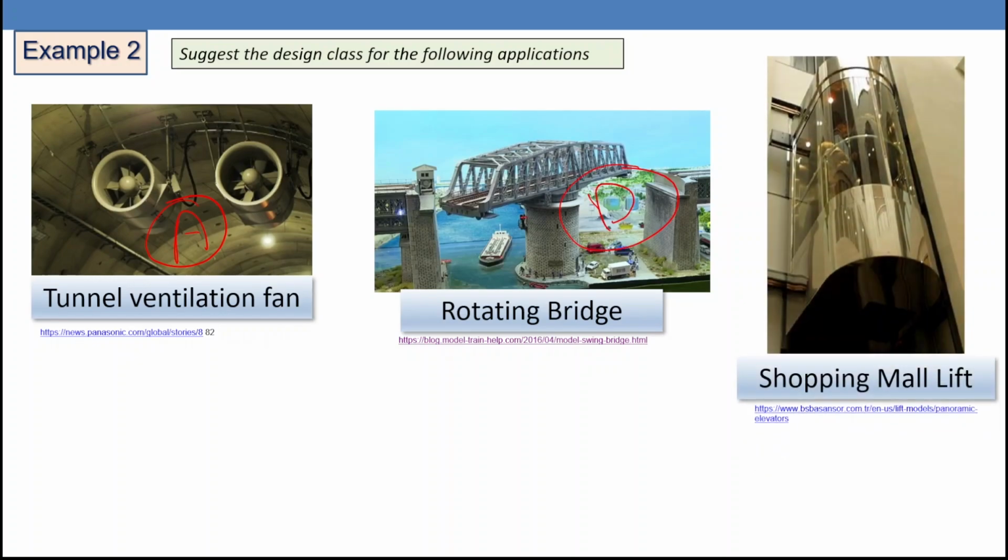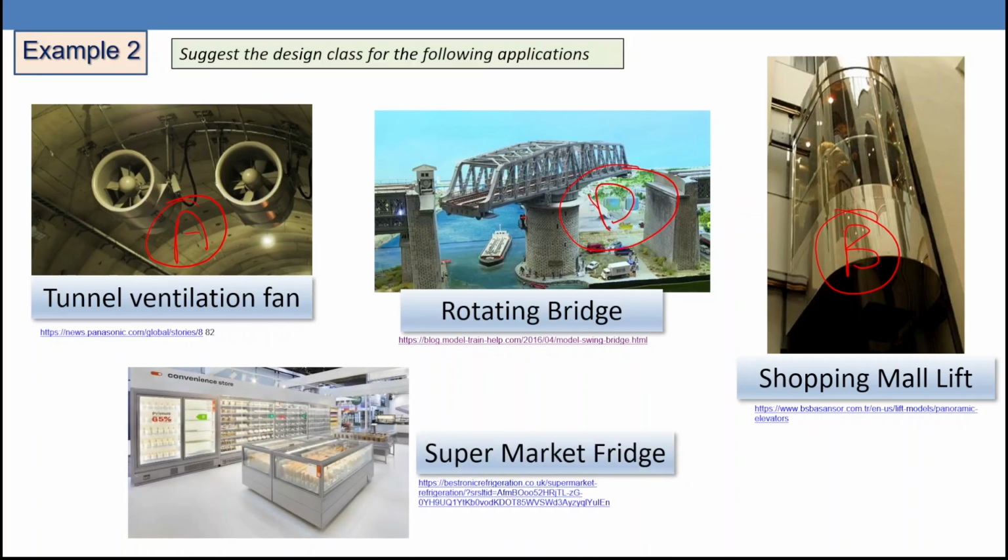For another application, like a shopping mall lift: we have a lift going up and down, so that one is on demand, start, stop, start, stop, and we need a limited starting current, so definitely we are going to have Class B in this case. We don't need a high starting torque here. Let's look at another application, a supermarket fridge. For that one we need a high starting torque because we need higher torque for compressing the gas, but the machine should run at normal speed. Running at normal speed with high starting torque is definitely Class C.